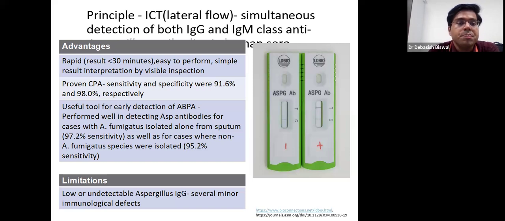simple to interpret. For proven chronic pulmonary aspergillosis, sensitivity is around 91% and specificity is around 98%. It is also very useful for detection of allergic bronchopulmonary aspergillosis. Limitations: low or undetectable Aspergillus IgG antibodies can be found in several minor immunological defects.